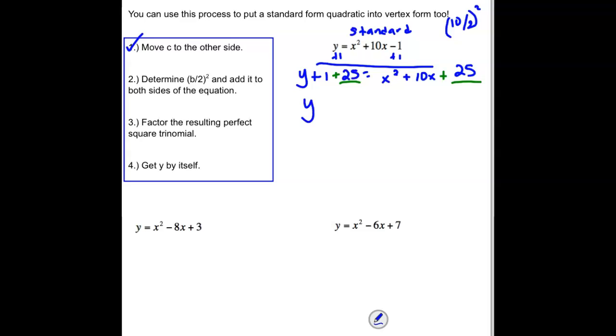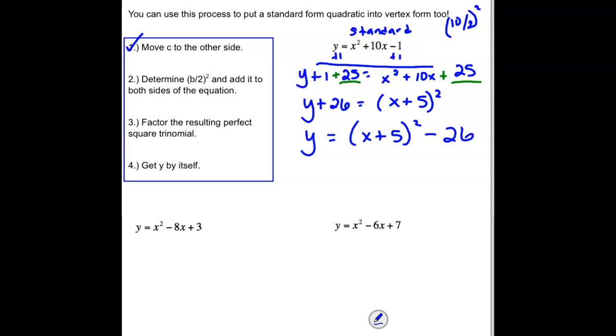The left side then would simplify to be y plus 26, and the right side is now a perfect square trinomial, so it factors down into x plus half of our b term squared. And then the last step would just be to subtract the 26 back to the other side.